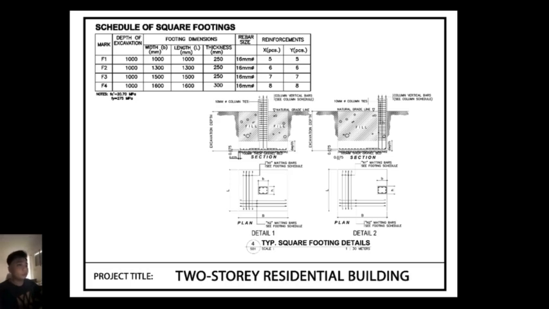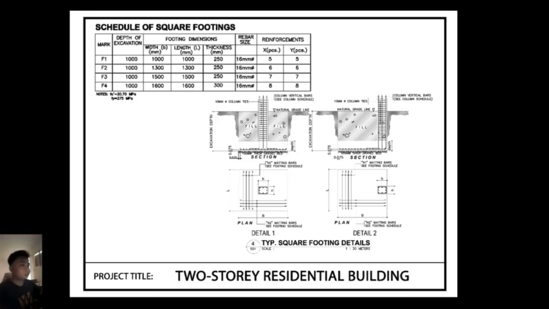So footing 1 has 5 bars in each direction. For footing 2, 6 bars in each direction. For footing 3, 7 bars in each direction. For footing 4, 8 bars in each direction. This means that as the footing gets larger, it also needs more steel reinforcement to handle greater loads.